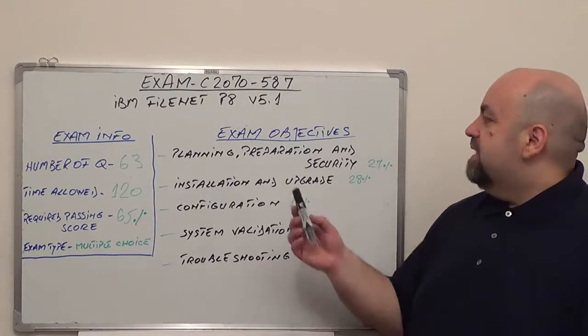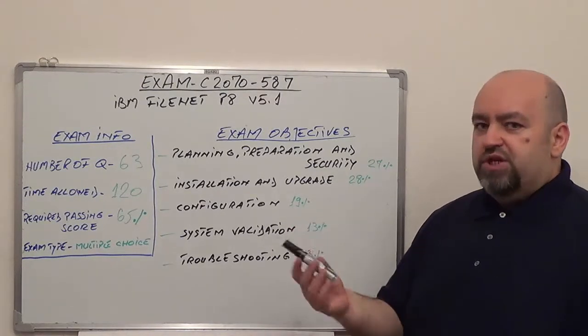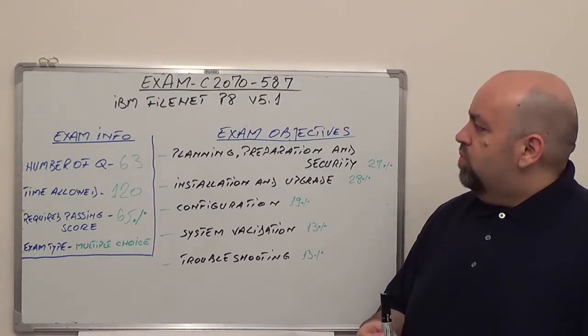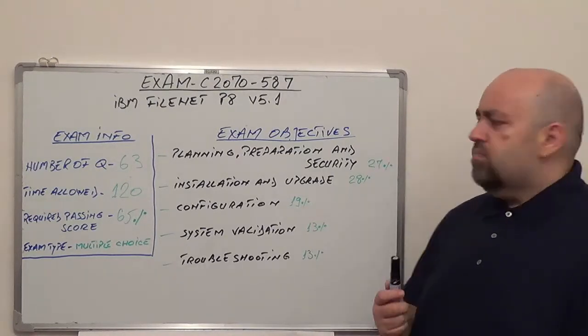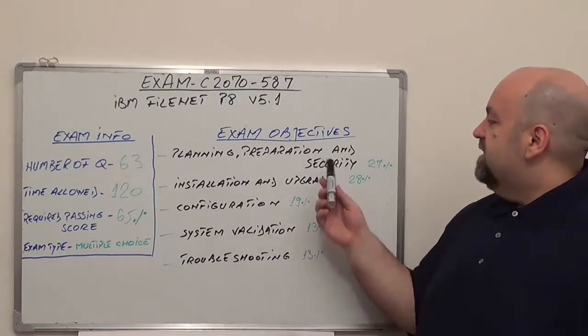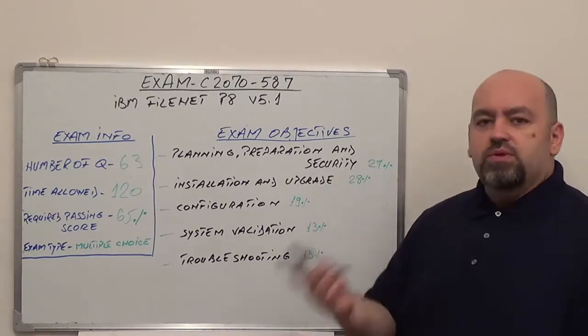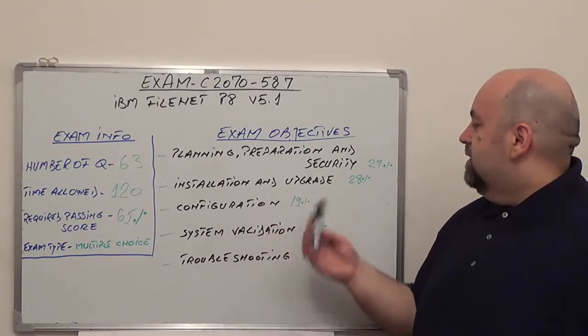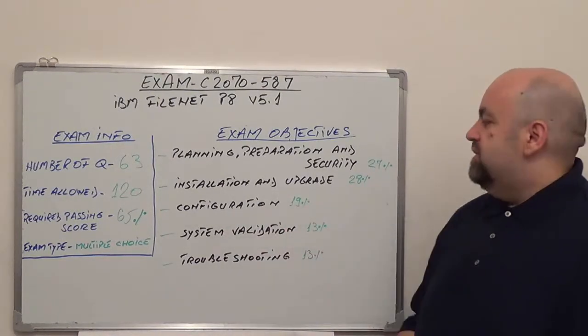Now, on the exam objectives, you'll have 5 sections on this exam. So let's begin with the first one: Planning, preparation, and security, 27% of the total questions. Second one is going to be installation and upgrade, 28% of the total questions.